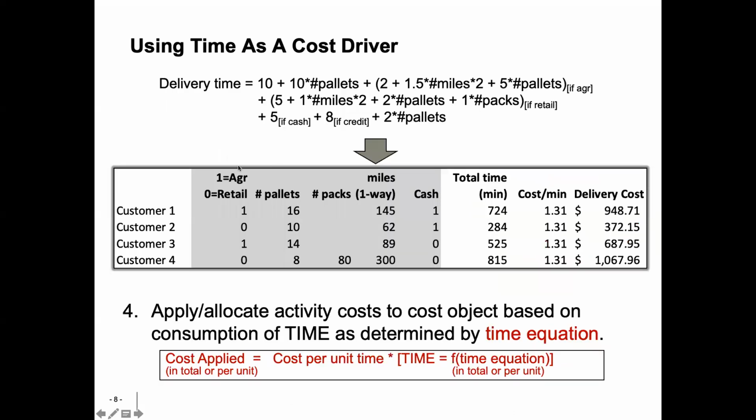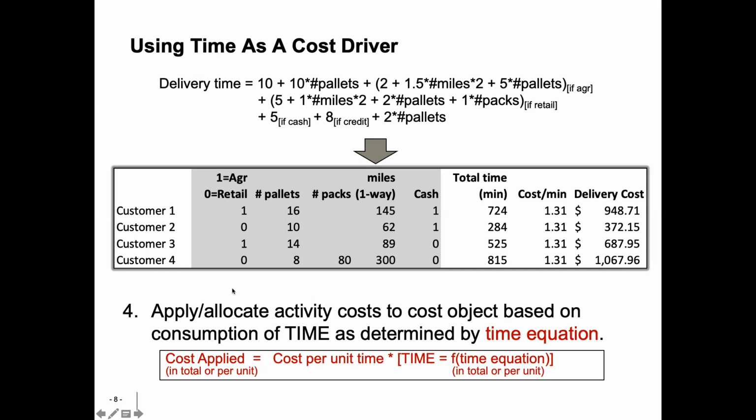Right, so we then can look at individual customers that we have. In this case, we have 4 customers, and these are differentiated based on agriculture versus retail. Look at how many pallets were shipped there, any packs if that was the case, miles one way, whether it was cash or credit, and look at the total time in minutes. The cost per minute we have already calculated as $1.31 as step 1. And then we find the delivery cost by multiplying the total time with the cost per minute. And we have 4 different values based on the attributes of these customers.